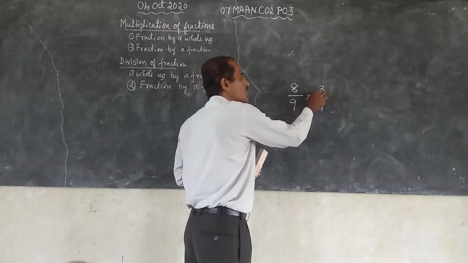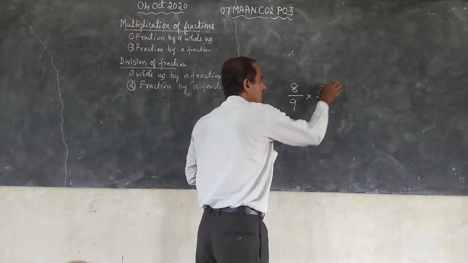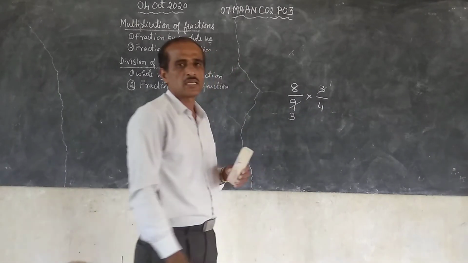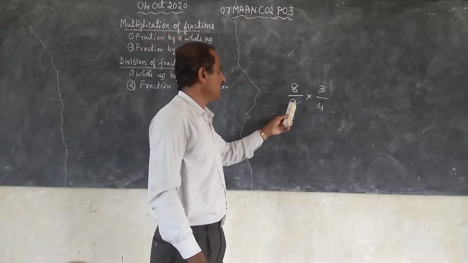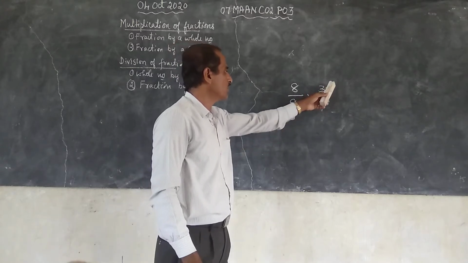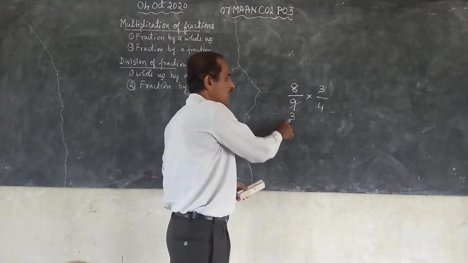So how to reduce? See, 3 and 9 you can reduce by 3. 3 ones are 3, 3 threes are 9. You can write like this, isn't it? See, 8 by 9 into 3 by 4, you can reduce like this. How? 3 ones are 3, 3 threes are 9. So 3 times you can reduce.